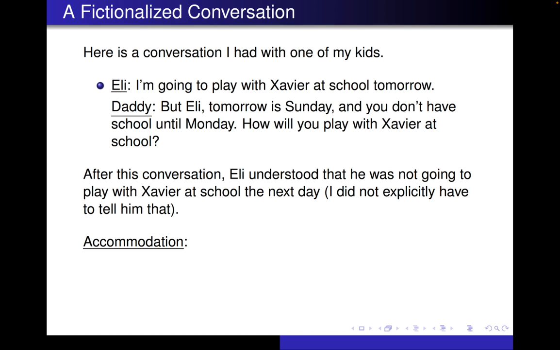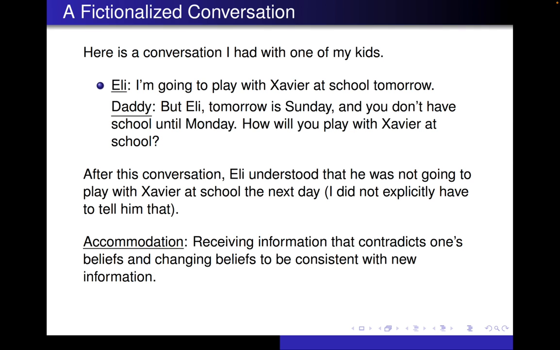So this is an example of something called accommodation. And that is when you believe something, but then you receive some information that contradicts your belief, and then you alter your beliefs, you adjust your beliefs to be consistent with the new information. And this is the kind of reasoning that we use when we do a proof by contradiction.